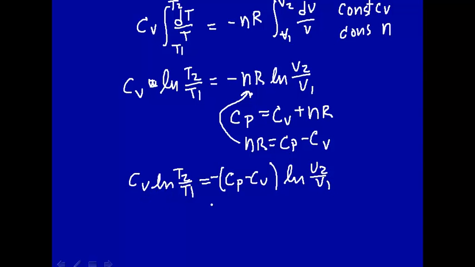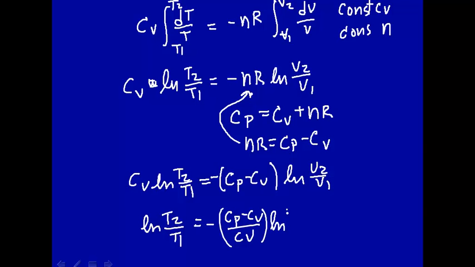Let's pull this Cv underneath here. So the natural log of T2 over T1 is equal to minus (Cp minus Cv) over Cv, natural log of V2 over V1, and that's equal to minus (Cp over Cv minus 1) natural log of V2 over V1.